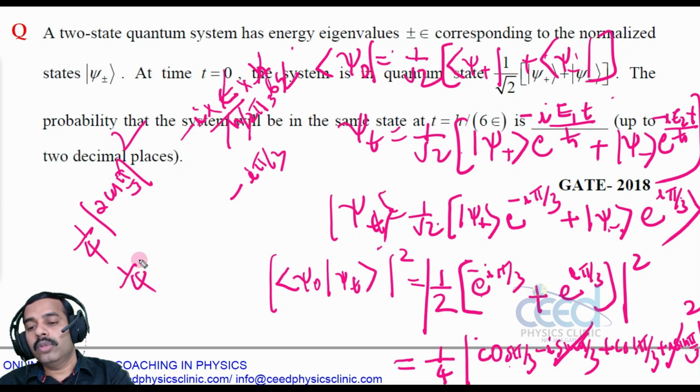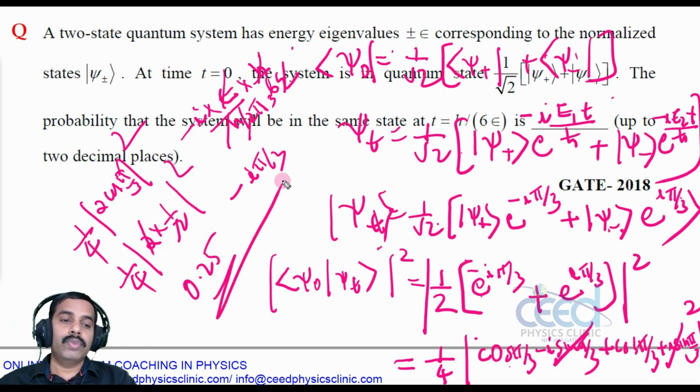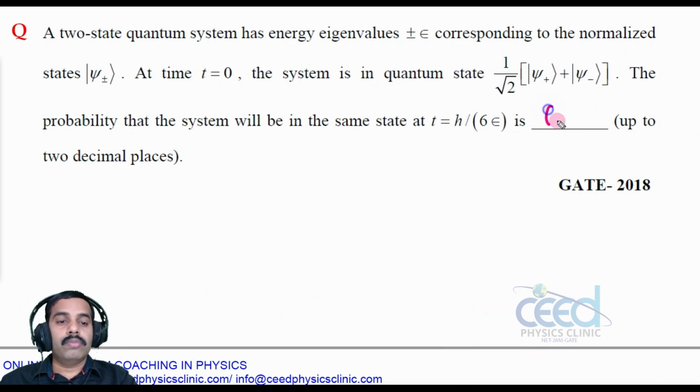That is 1 by 4 into, this is 2 into cos pi by 3 is 1 by 2, whole square, 2 cancel, so this is equal to 0.25. So which one is the option? We have a fill in the blanks question, so 0.25 is the answer. All right.